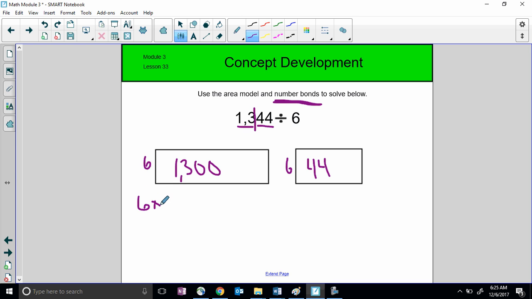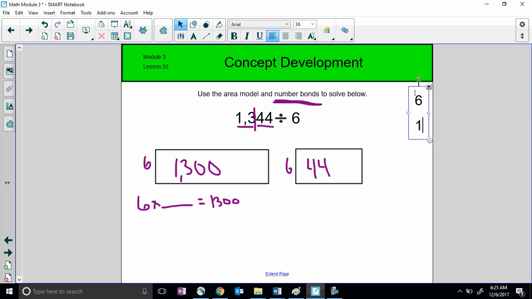6 times something gives me 1,300. I don't know my 6 place values off the top of my head. Do you? Nope. So what I'm going to do is I'm going to write them out. I'm actually going to type them out over here. There we go.